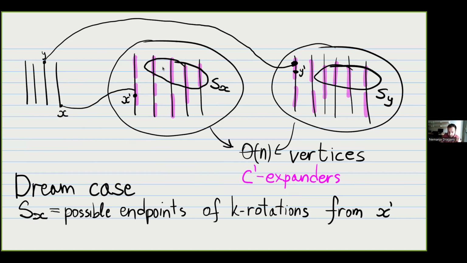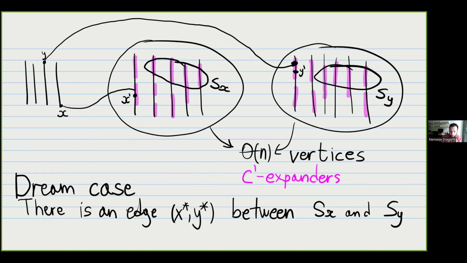Okay, and these sets are of linear size. So I just rotate inside of these parts, and because they are of linear size and now really disjoint sets of vertices, I can find an edge between Sx and Sy. Let's say I call it x star and y star.